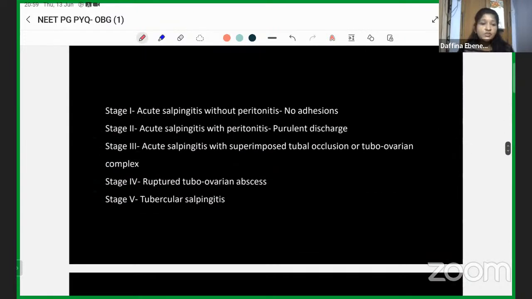These are the different stages of PID that you need to know. Stage 1 to 5. Stage 1 is acute salpingitis without peritonitis. There are basically no adhesions. Stage 2 is acute salpingitis with peritonitis, where you can see purulent discharge.